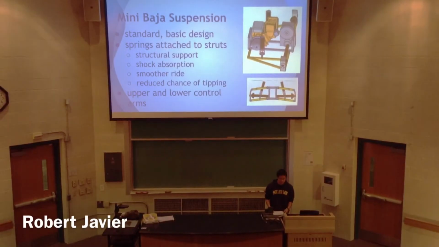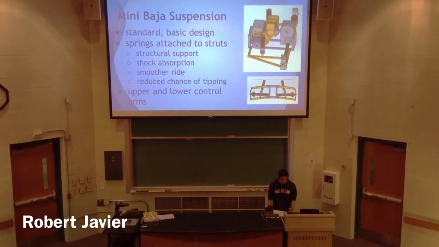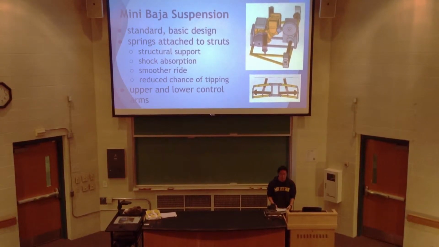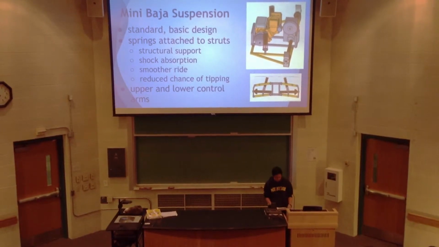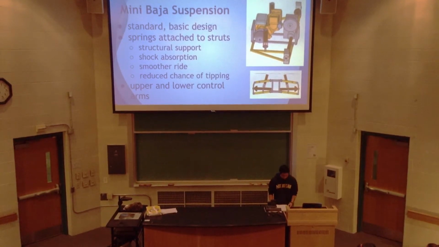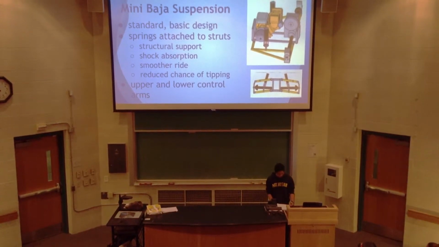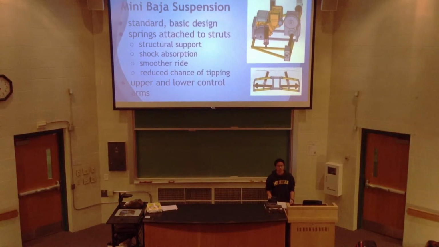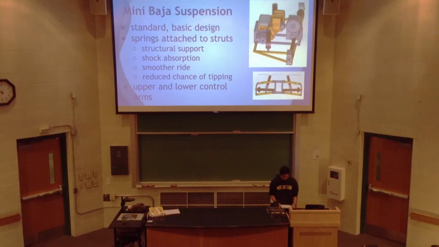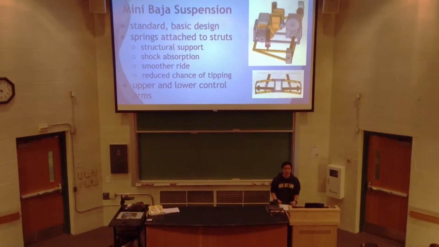The mini Baja system that they use here has a standard and basic design for the suspension system. Basically, they have springs attached to struts to allow for more structural support and reduce the chances of tipping the car over. The system also allows for good shock absorption, which allows for a smoother ride when driving the vehicle. The system is also connected by an upper and lower control arm to the main body of the frame.